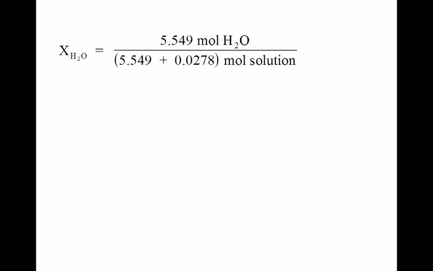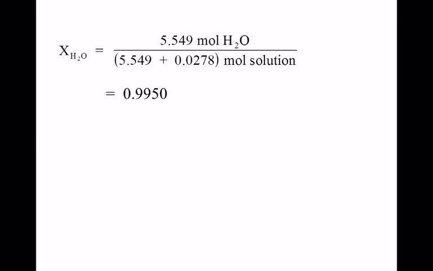Now, in the numerator we put 5.549 moles H2O divided by, in the denominator, 5.549 plus 0.0278 moles, total moles of solution. And I'm thinking 4 sig figs. We're allowed 4 sig figs. So the mole fraction of water is 0.9950. Why do we allow ourselves 4 sig figs?